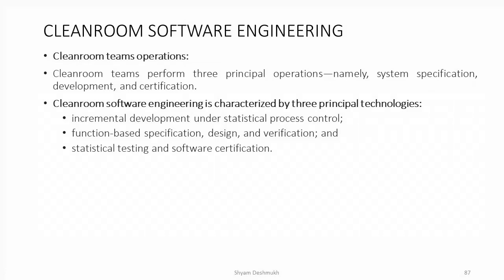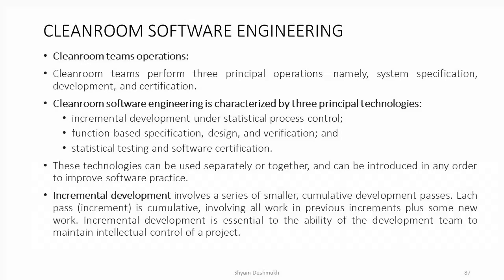Clean room software engineering is characterized by three principal technologies. The first one, the incremental development and the statistical process control. Second one, function-based specification, design and verification. And third one, statistical testing and software certification. These technologies can be used separately or together and can be introduced in any order to improve software practice.